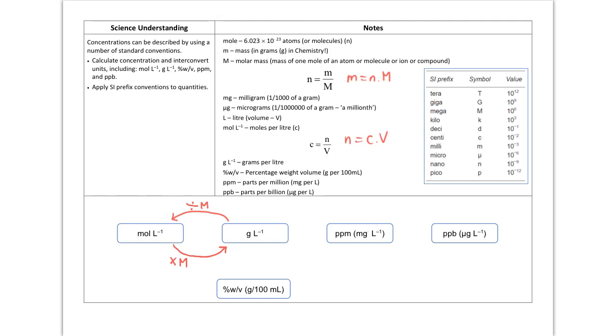If we want to go from grams per litre to milligrams per litre, 1 gram is equal to 1,000 milligrams. So what we're really doing here is timesing by 1,000. And if we want to go the opposite way, we divide by 1,000. And there are 1,000 micrograms in a milligram, so 1 milligram equals 1,000 micrograms. So if we want to go this way, we times by 1,000 again. And if we want to come back this way, we divide by 1,000.